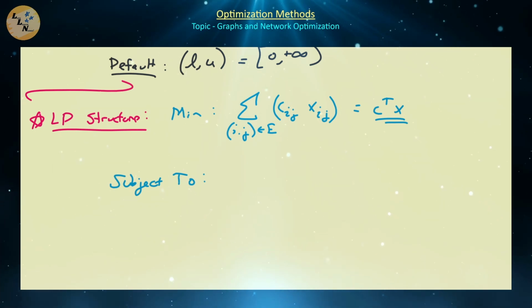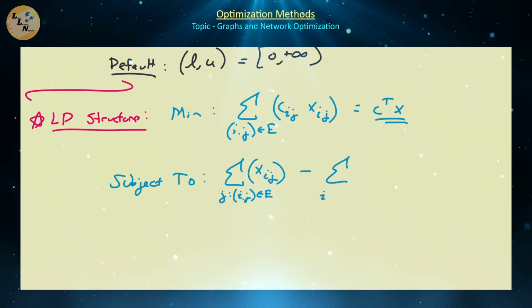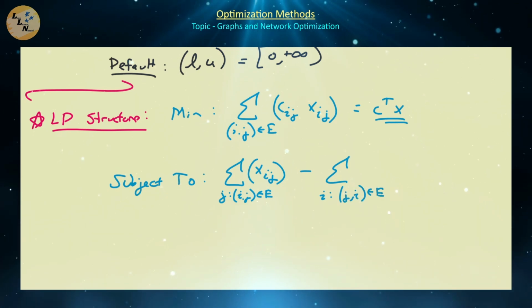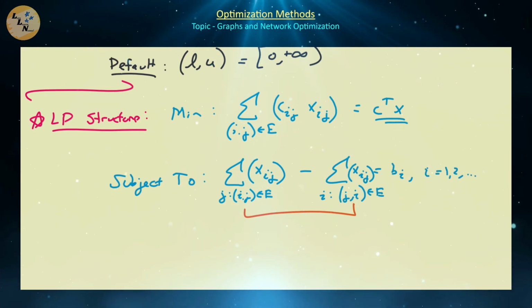now this might not be obvious, but let's just sort of think about that. So we're going to sum across all j such that ij is in E for xij, and then minus the sum across all j such that ji is in E. So notice here in the index, that's ij and that's ji, so it's in the opposite direction. And we want that to be equal to bi, where i is equal to 1, 2, down to the number of vertices we have.